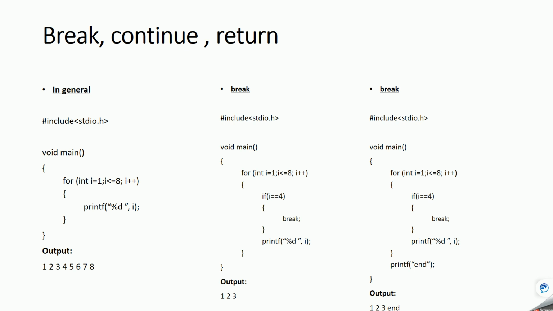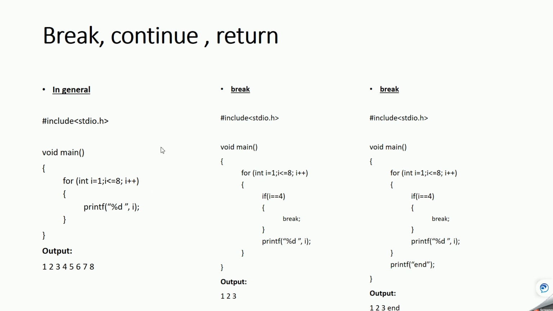Suppose you have a situation where you want to count a number from 1 to 8. If you want to display the numbers counting from 1 to 8, you can use this program. It will start from i equal to 1 and then keep on incrementing. So this program will output 1, 2, 3, 4, 5, 6, 7, 8.